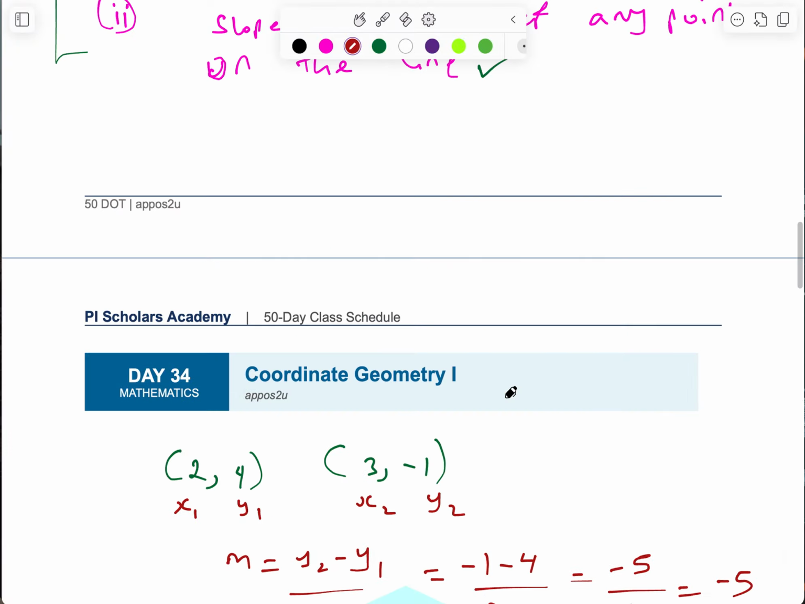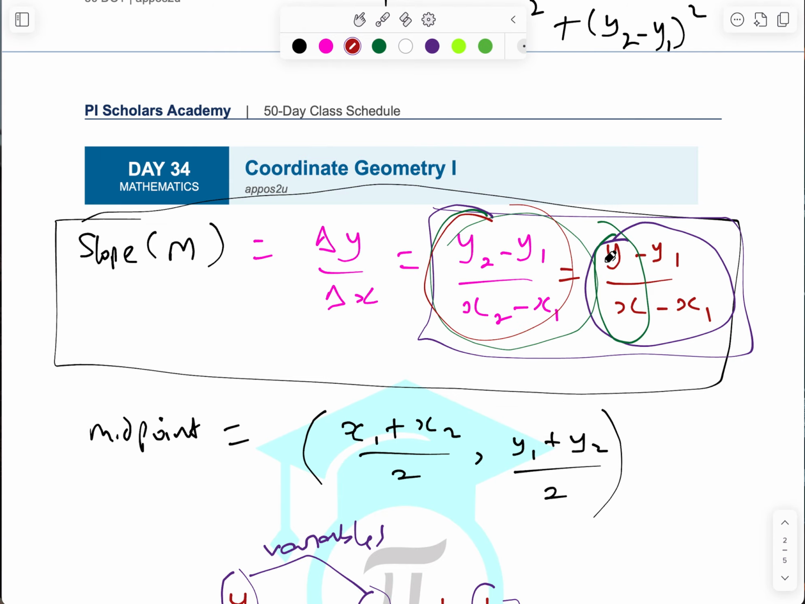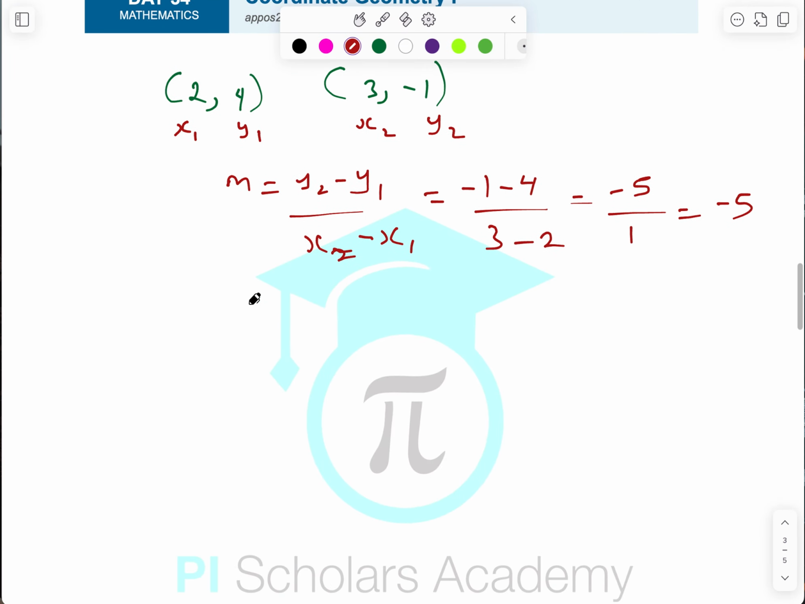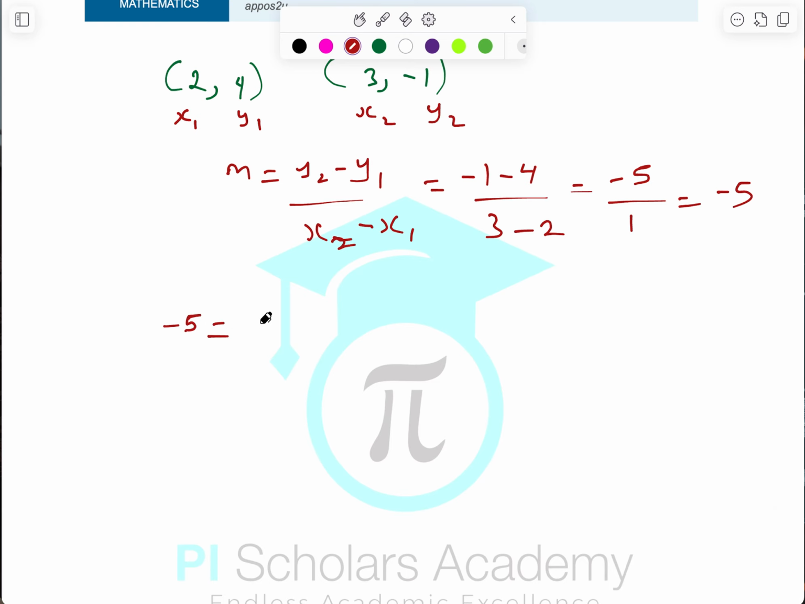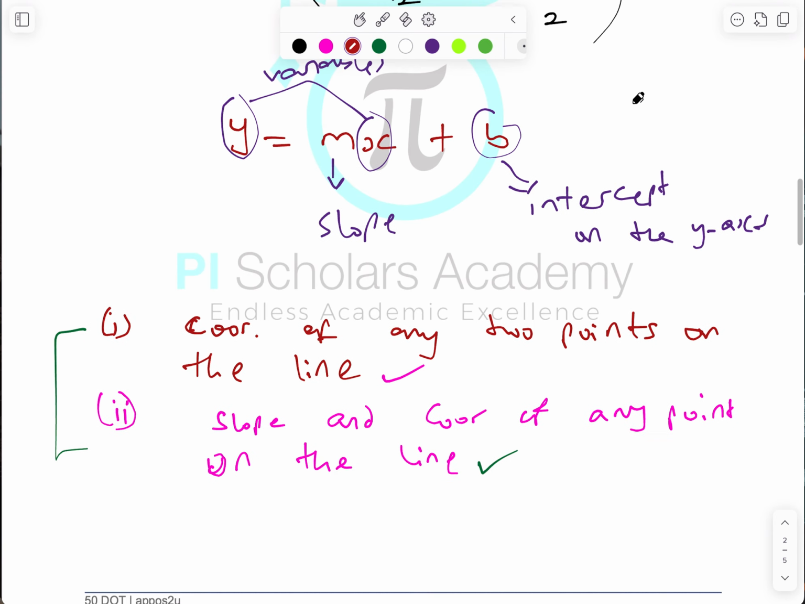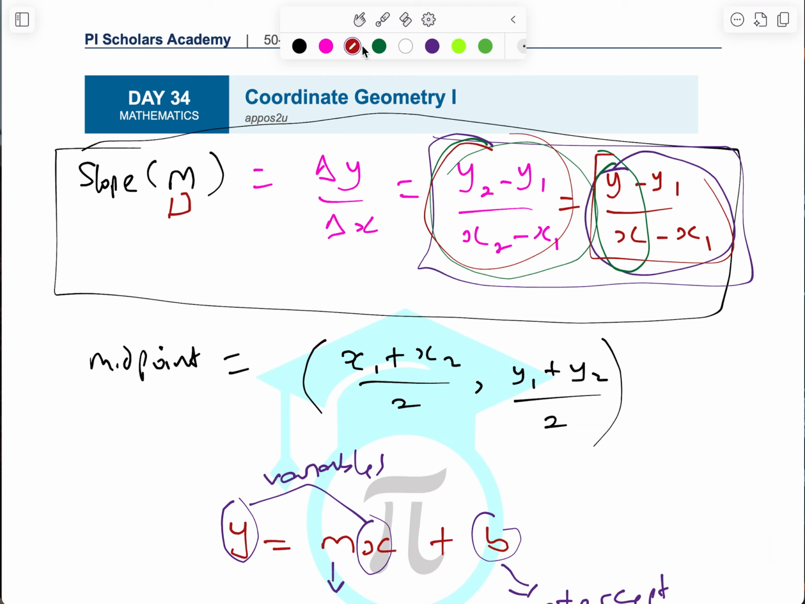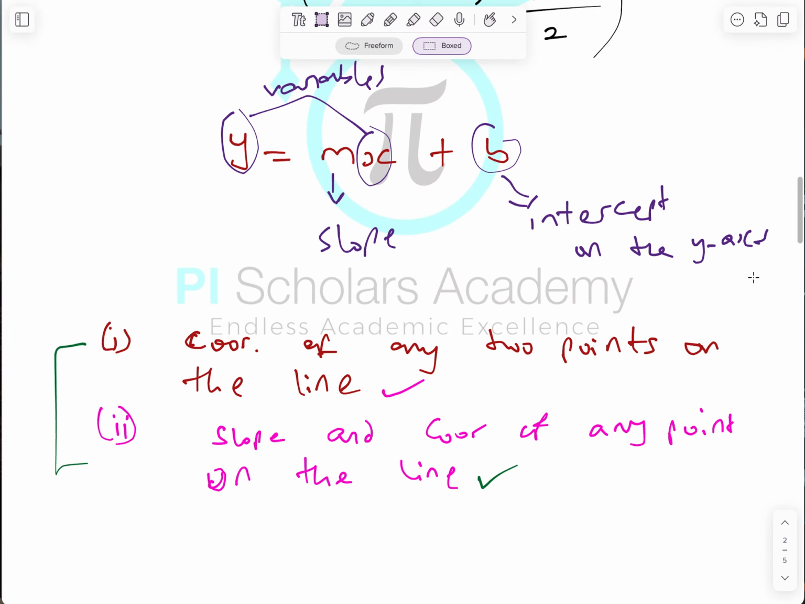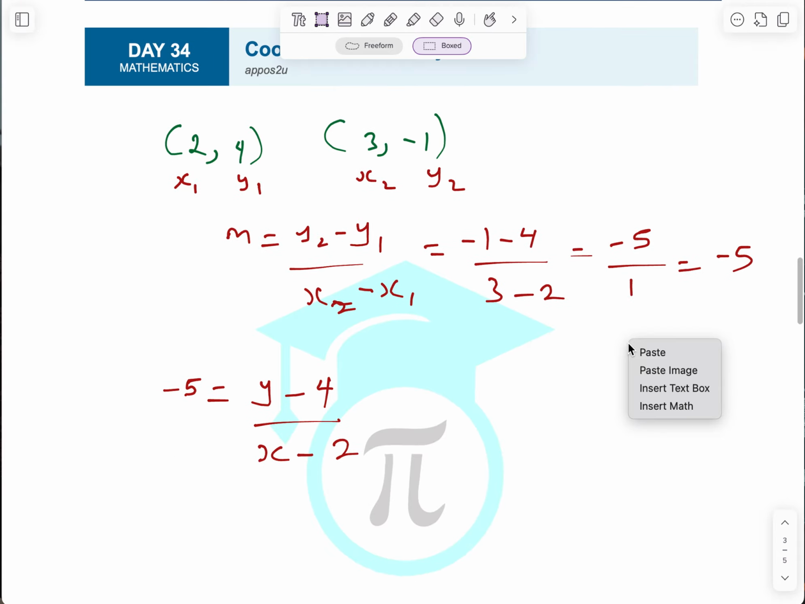Now that I have the slope, I can go back to this now. So I've used this to find the slope. Now I'm going to say the slope m is actually equal to this. So let's do that. So we have slope -5 equals y arbitrary minus y1, what is y1? Y1 is 4. Then divided by x minus x1, which is 2. So I think I should copy this out so that you can follow what I'm doing. So I'm only using the arbitrary part here. So I'm just going to paste that right here.